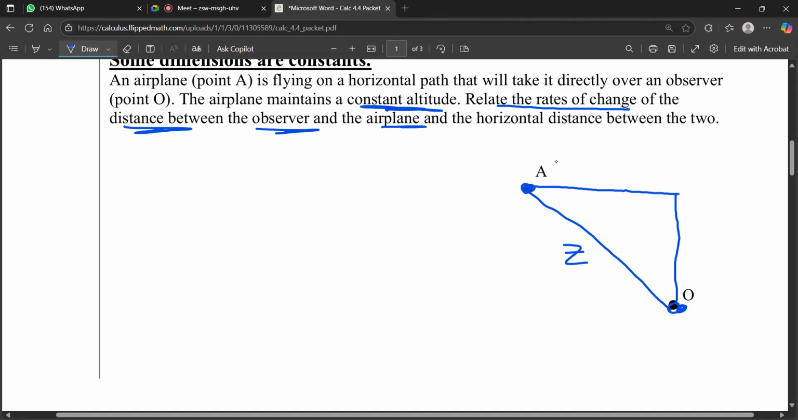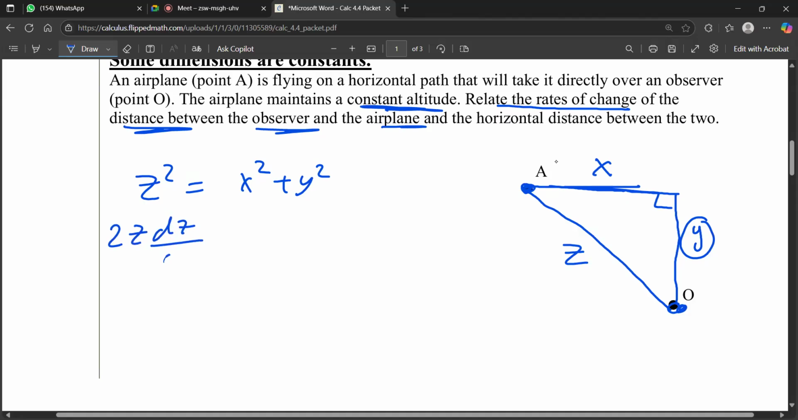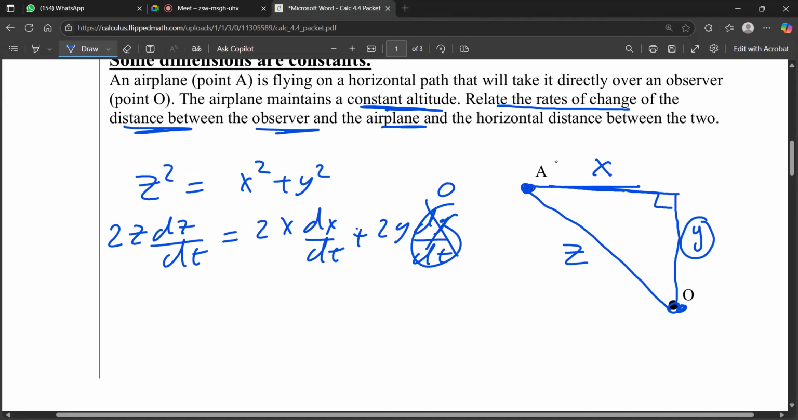So the distance, we will call it Z. The constant altitude, we will call it Y. That will never change, because it said that it will maintain a constant altitude. And here is the path, we will call it X, and it will change according to the motion of the plane. So we will use, of course, Pythagorean again. Z squared equals X squared plus Y squared. Z squared will change according to X. So its derivative, an implicit differentiation according to time, will be 2Z dz over dt, and X squared will be 2X dx over dt plus Y squared will be 2Y dy over dt. dy over dt here will be 0 because it said that we will have a constant altitude that will never change. So there is no rate of change for Y.